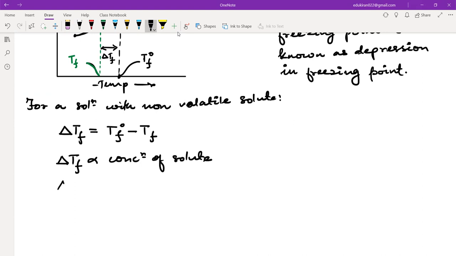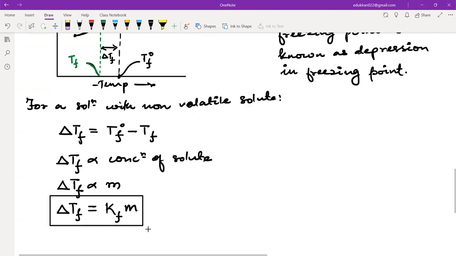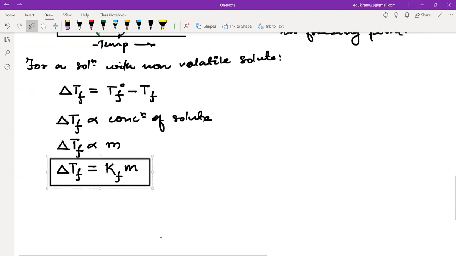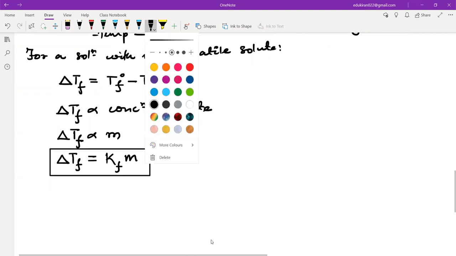Now, the concentration term that delta TF directly depends on has been found to be molality, small m. If I write a proportionality constant, in order to remove the proportionality sign, I will write a constant KF into m, that is molality. So this is the expression that you have to learn by heart. Very easy expression: delta TF is equal to KF into m, very similar to the elevation in boiling point. Please remember, this delta TF is the depression in freezing point.